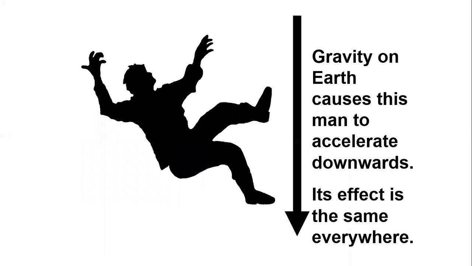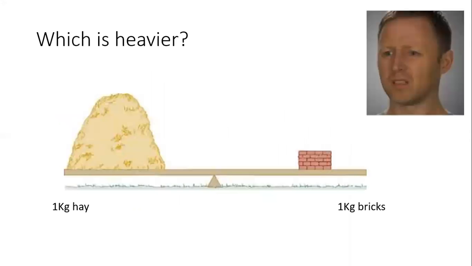So gravity, first of all, on Earth causes, for example, this man here to accelerate downwards towards the center of the Earth. And its effect is the same everywhere, okay? Everywhere on Earth. Okay, common question. Which is heavier, 1 kg of hay or 1 kg of bricks? This is tricky, this one is very tricky.